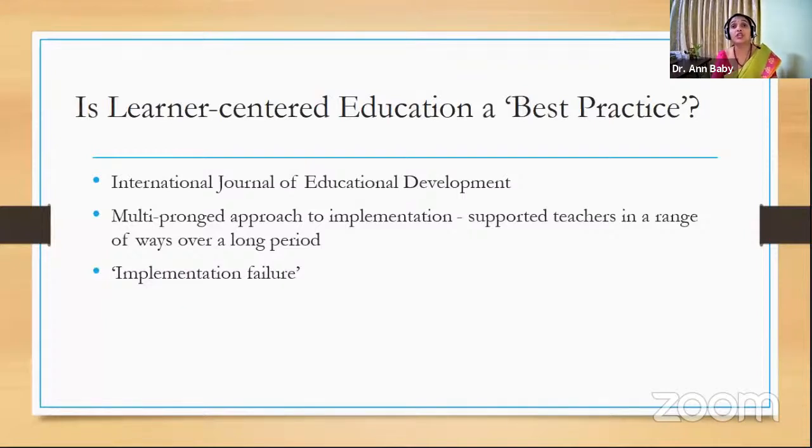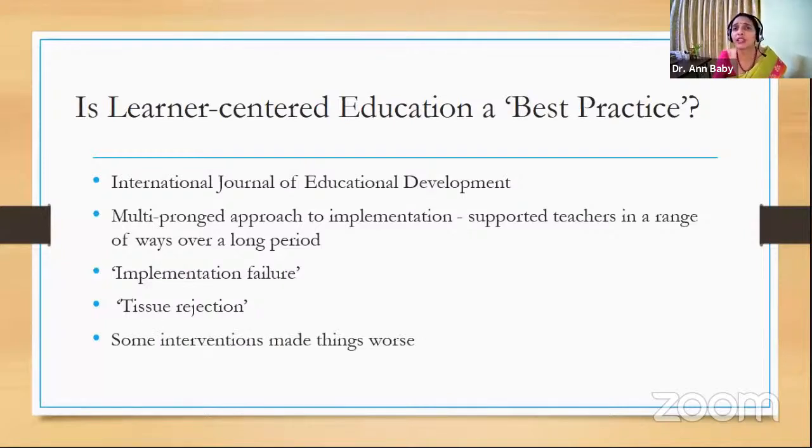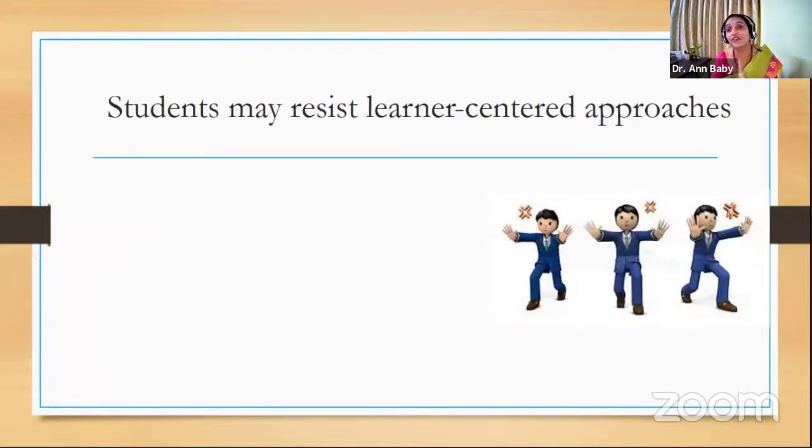Not that learner-centered education is a failure. The way in which it is implemented in many institutions, it is a failure. It is equated to tissue rejection. Imagine you're doing a kidney transplantation, or a liver or a heart transplantation. There is always this resistance to this foreign body. The same way, even this best practice, if you think of the best practice as learner-centered education, it will have all this kind of resistance, both from the students and even from the colleagues.